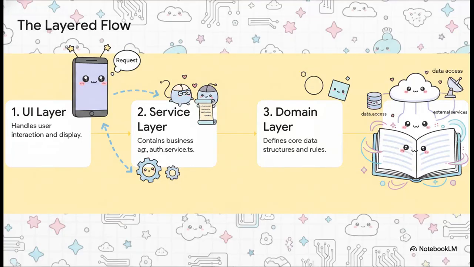And this shows that linear flow perfectly. A request kicks things off at the very top, in the UI. Then the UI calls a service, let's say an auth.service file, which has our hard-coded login logic. That service might then interact with a domain model, and finally, it could talk to an infrastructure layer, maybe to grab some data. See, it's a clear top-to-bottom path.